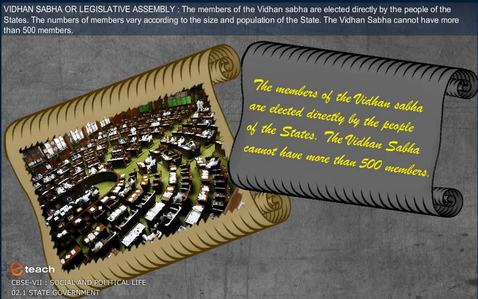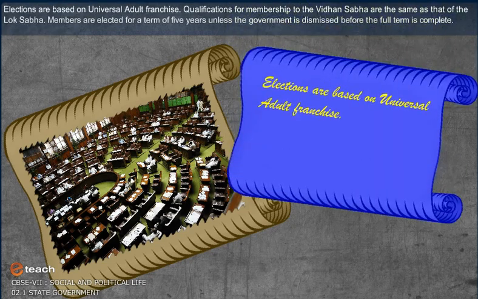The number of members varies according to the size and population of the state. The Vidhan Sabha cannot have more than 500 members. Elections are based on universal adult franchise. Qualifications for membership to the Vidhan Sabha are the same as that of the Lok Sabha. Members are elected for a term of 5 years unless the government is dismissed before the full term is complete.